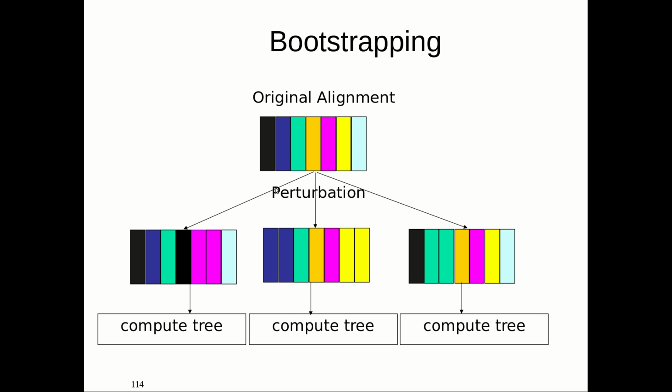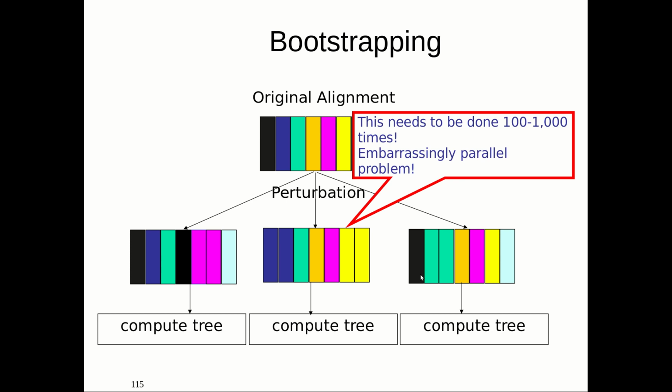If we look at bootstrapping, I'd assume you know that, but nonetheless, we have this original alignment. Then we draw sites at random with replacement from this original alignment. We do the perturbation, and then for each of those bootstrapped alignments, compute a tree. This needs to be done maybe 100 to 1,000 times, and is an embarrassingly parallel problem, right? Because those bootstrap replicate alignments are totally independent from each other.